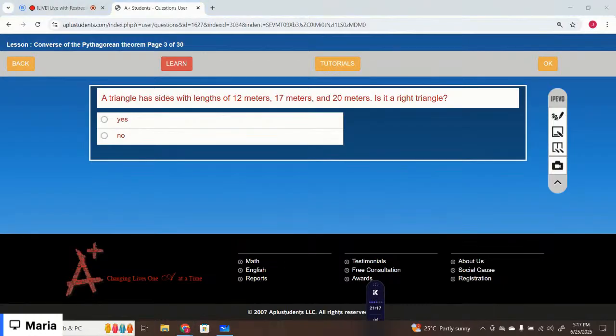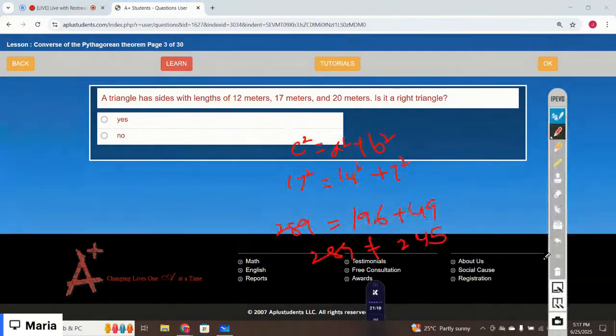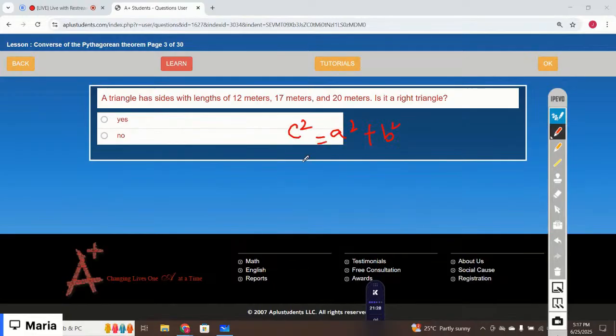So C is the longest one, that is 20. So it will be 20 square. C square equals A square plus B square. 20 square equals 17 square plus 12 square.